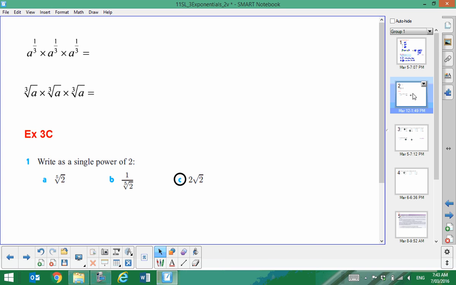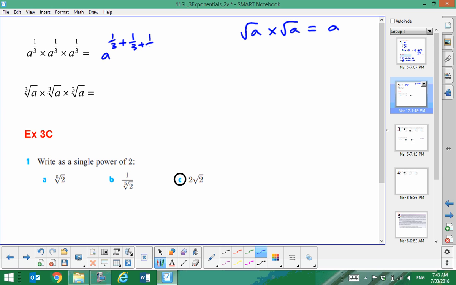Remember, the square root of a, times the square root of a, equals a, because a to the half times a to the half will be a to the 1. It's the same with the cube root, so that means we've got a to the 1/3 plus 1/3 plus 1/3. So we can multiply with the same base, you're adding exponents. A to the 1, which is a. And it doesn't matter which way we write that, in that cube root notation, you get the same. So you should hopefully recognize that and remember that.